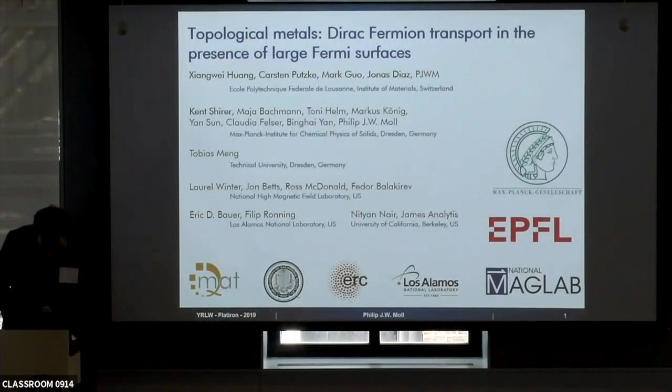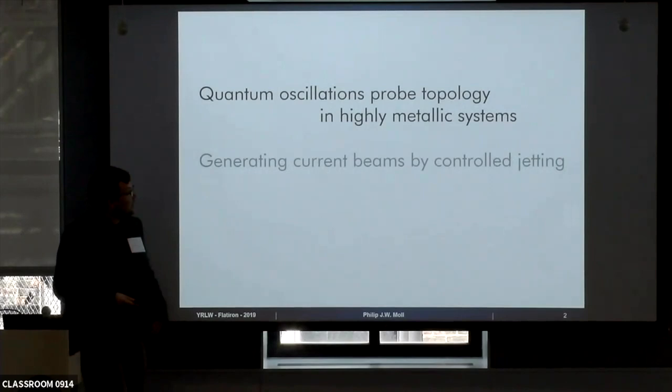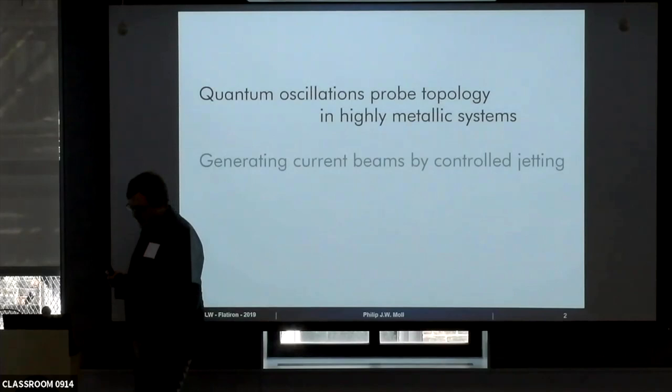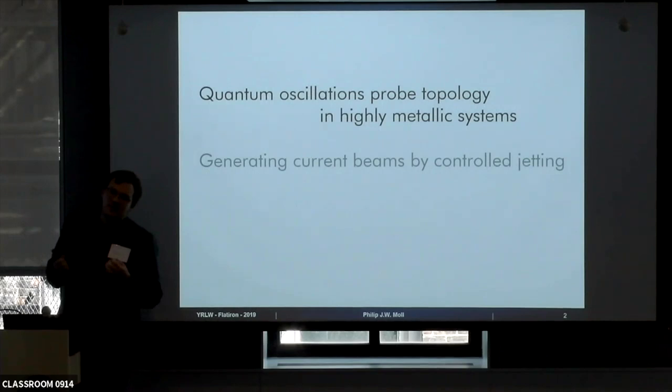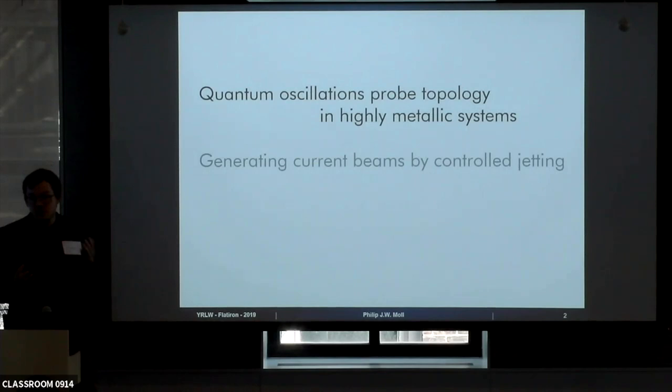So in any case, I want to tell you two short stories today. One is about quantum oscillations as a probe of highly metallic topological systems. So we heard a lot about isolated cones and very well-defined Weyl and Dirac semi-metals. But what if we have a Dirac semi-metal, say, coexisting with large Schrödinger-like bands? Can we then do something? Does something of that topology survive? Or is it completely lost?